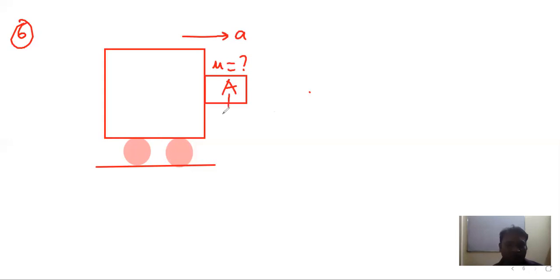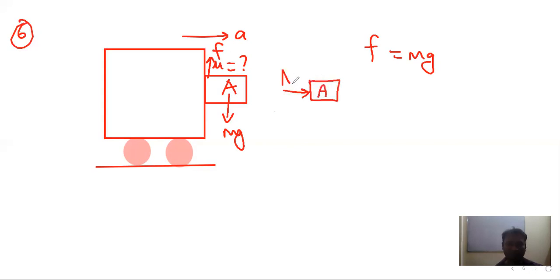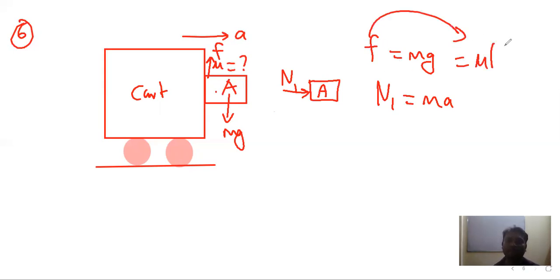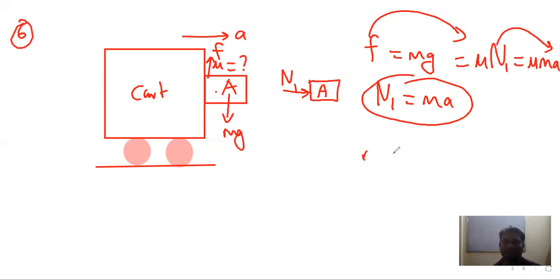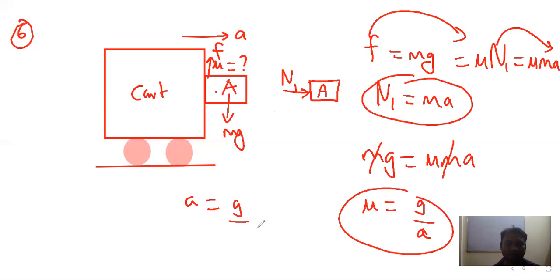What is the coefficient of friction? One force will be mg, and the other force will be friction in the upward direction. So friction is equal to mg. Now, for this diagram of A, we have one reaction force, let us say N1, by this cart on the block. So N1 equals ma. In this case, we are expected to find the value of mu. So the friction force is nothing but mu N1, which is mu ma, because N1 is ma. So mg equals mu ma. From this, mu comes out to be g upon a, or a comes out to be g upon mu. So our correct answer is option B, g upon mu.